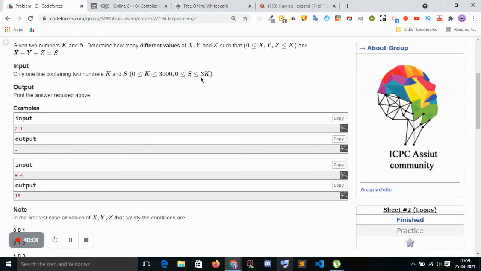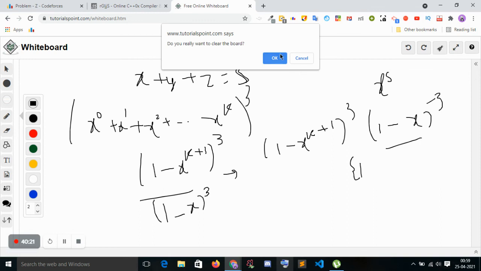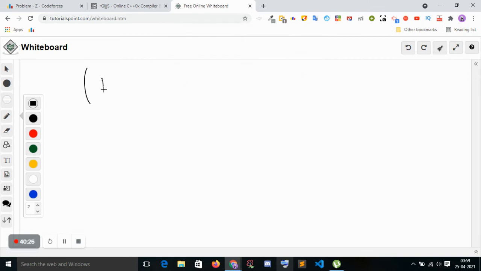Why it mentioned that, we'll get in the formula. Here I have actually solved it, so we will try to solve it. We'll make this another page and copy it. So it becomes (1 minus x to the power k plus 1) cubed times (1 minus x) to the power minus 3, and I have to find the coefficient of x to the power s.